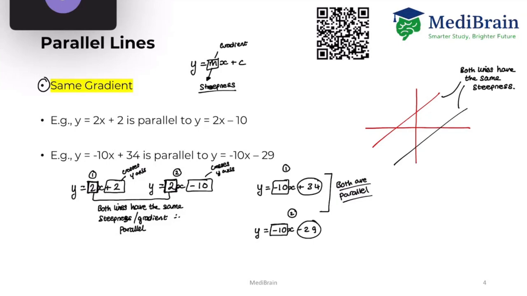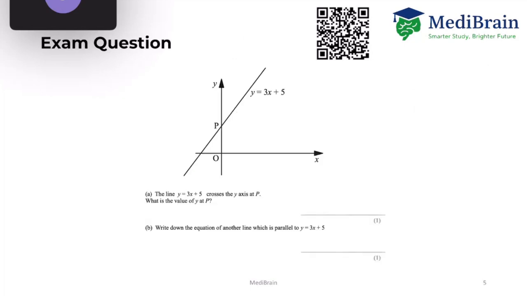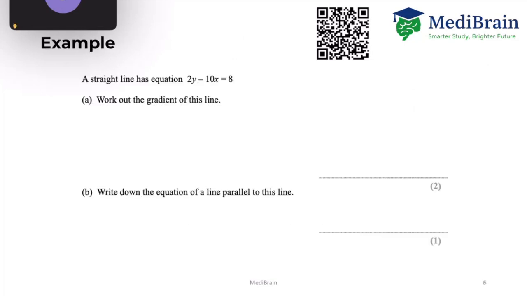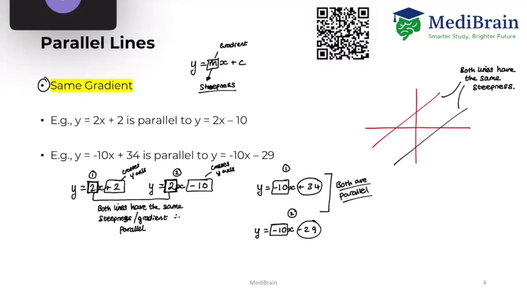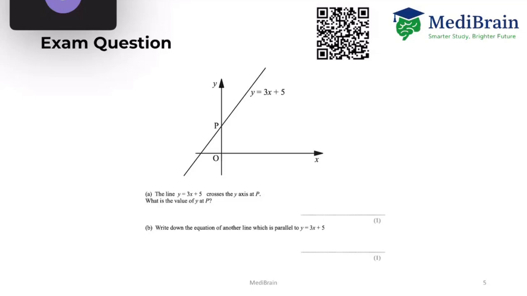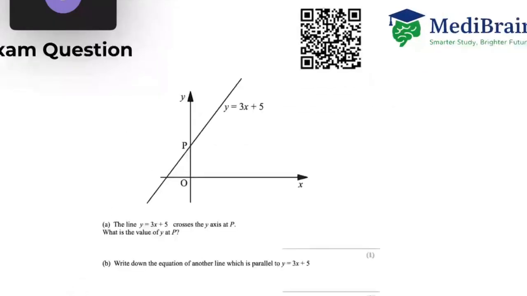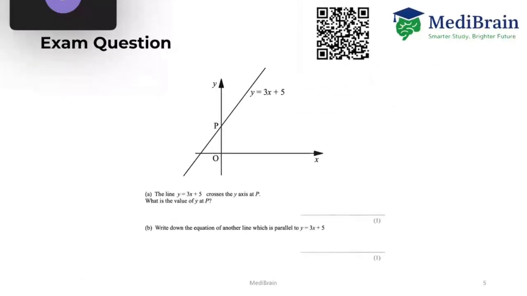Okay, so what we're going to do now is move on to an exam question, a question for you guys to have a go at. If you have any questions on this, let me know by scanning the QR code or in the Q&A, and I'll get to answering it. Part A: what is the value of y at P? And then write down the equation of another line which is parallel to y equals 3x plus 5.